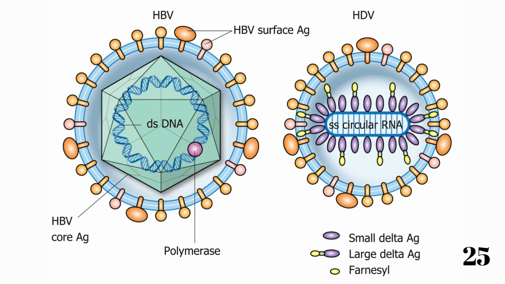It means hepatitis B is the helper virus for hepatitis D. It means hepatitis D cannot do anything alone. He needs another virus, and always he uses the hepatitis B surface antigen of hepatitis B virus.